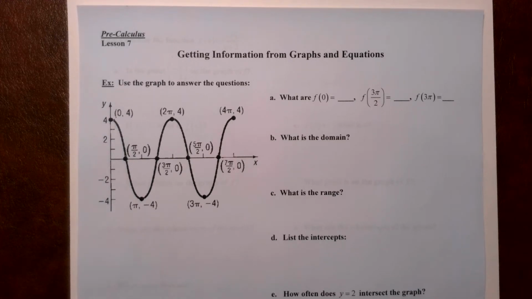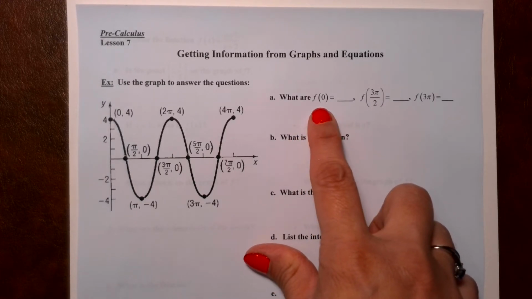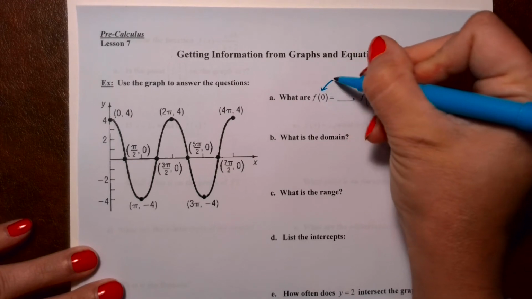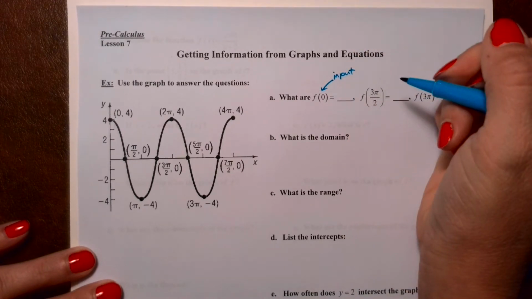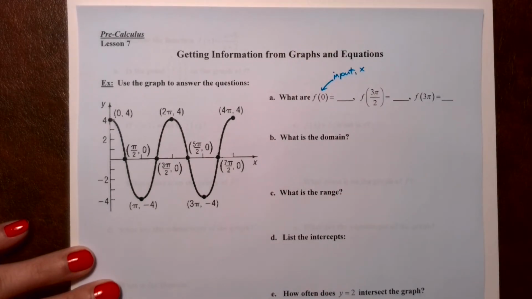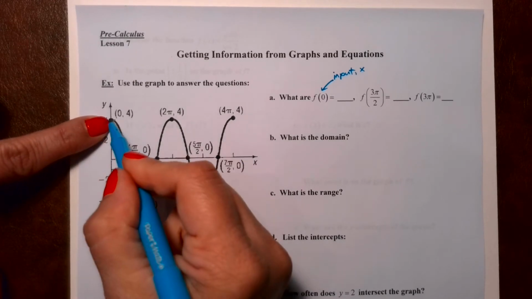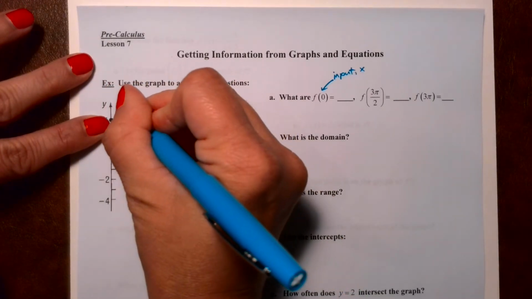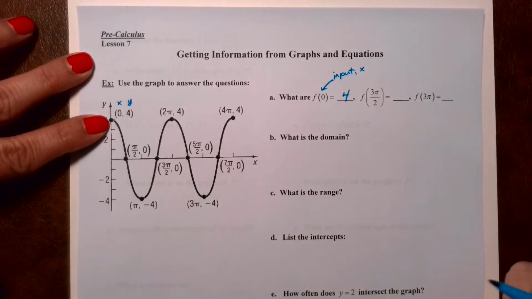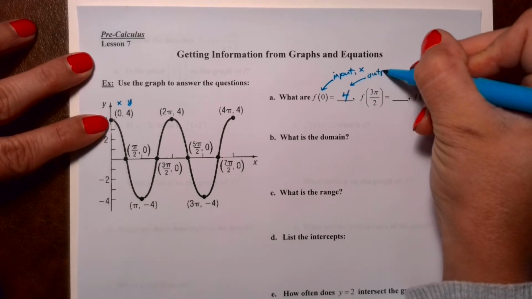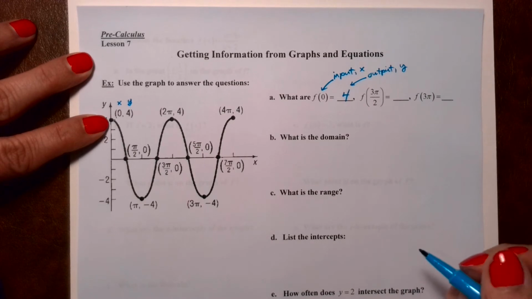Calc, let's take a look at a lesson on getting information from graphs and equations. The first thing we're going to do is take a look at this graph and some evaluating. When it says f of 0, 0 is the input, or the x value. So I go to this graph, and when x is 0, that takes me up to this point: 0 for the x, 4 for the y. So the output here would be 4. This is function notation: input, and they're asking for the output, or in other words, the y value. All right, let's do another one.